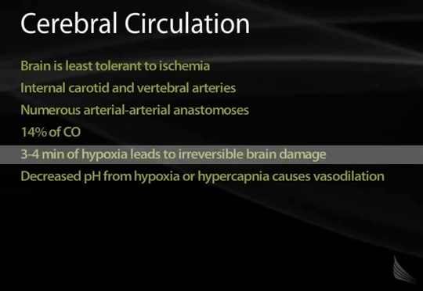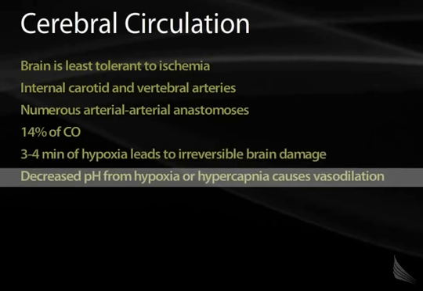It's important to remember that 3 to 4 minutes of hypoxia and ischemia may lead to irreversible brain damage. In the cerebral circulation, it's decreased pH in the cerebrospinal fluid from hypoxia or hypercapnia that causes vasodilation.